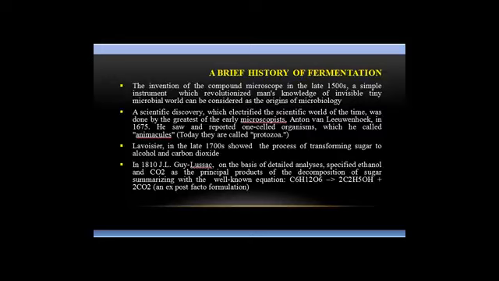Lavoisier in the late 1770s showed the process of transforming sugar to alcohol and carbon dioxide. In 1810, J. L. Gay-Lussac, on the basis of detailed analysis, specified ethanol and carbon dioxide as the principal products of the decomposition of sugar, summarizing with a well-known equation.